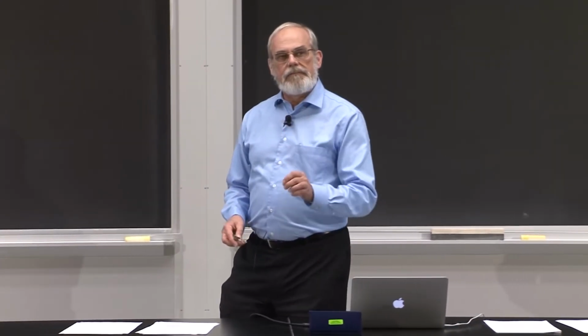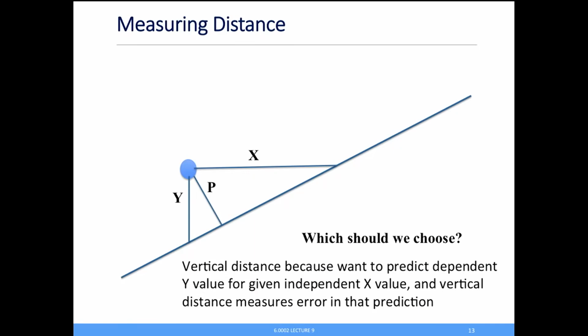And the reason is important. I'm trying to predict the dependent value, which is the y value, given an independent new x value. And so the displacement, the uncertainty, is in fact the vertical displacement. And so I'm going to use y. That displacement is the thing I'm going to measure as the distance.